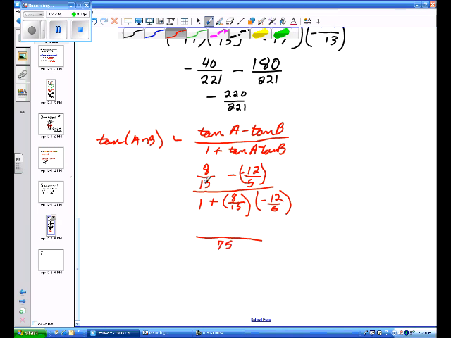Then I need to multiply this by 5 to make it 75, so 8 times 5 is 40. A negative times a negative is a positive. And 5 times 15 would be 75. So 12 times 15 is 180. Then for my denominator, I want my common denominator to be 75.